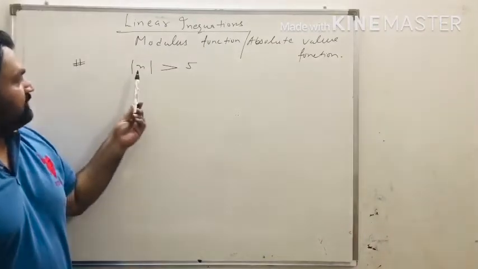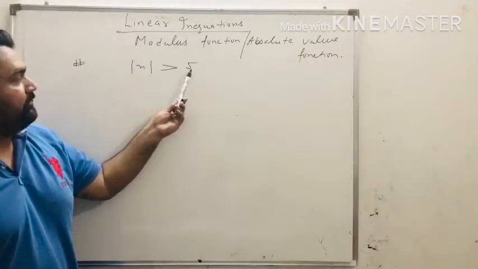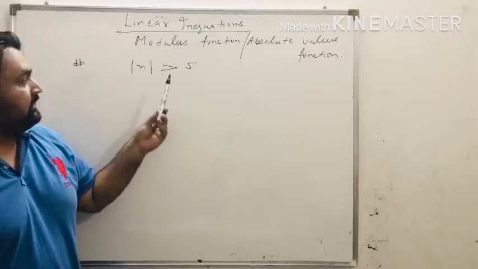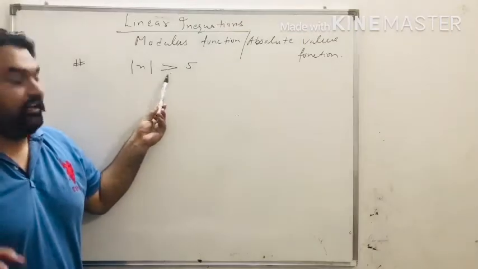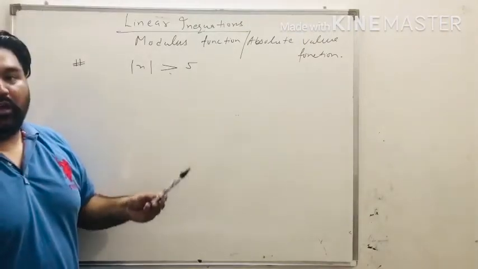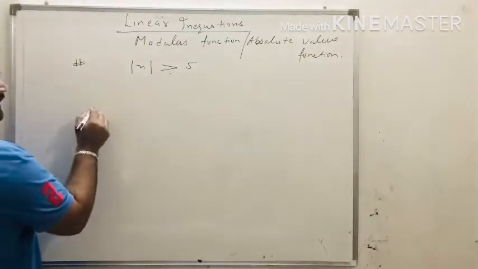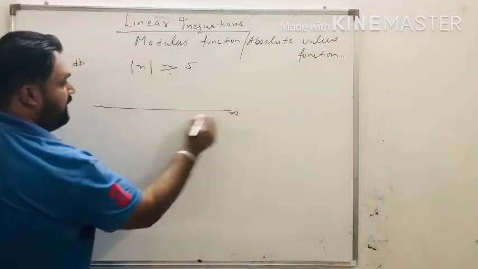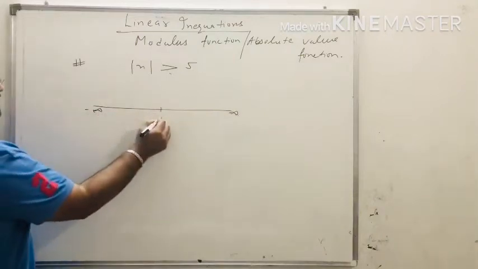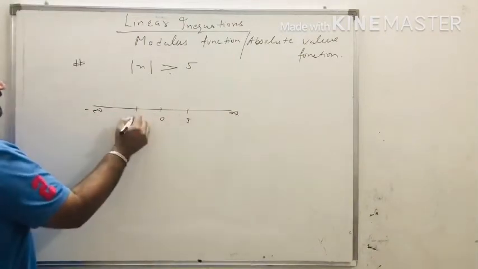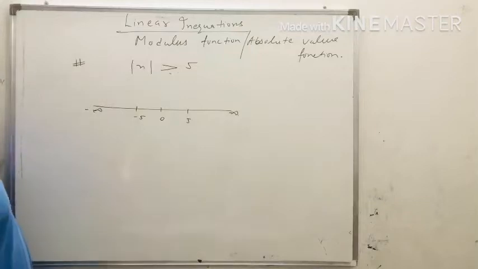The next one is modulus x is greater than 5. Whenever there is a sign of greater than with modulus, what is the concept of greater than? Draw a number line. This is 0, this is 5, this is minus 5.